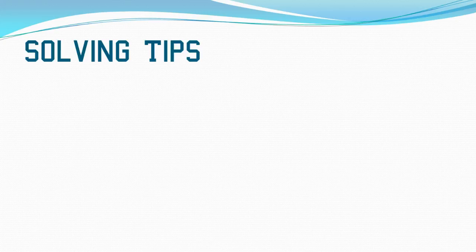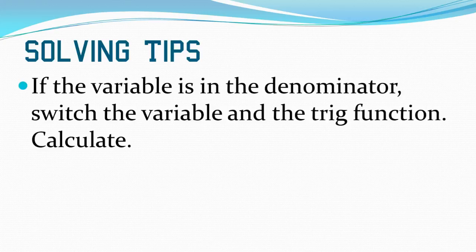Here's a couple calculation tips. If the variable's in the denominator, switch the variable and the trig function, then calculate. We saw this shortcut already once. This is when your unknown is the denominator of your ratio. Switch them out and then divide your numerator by your trig ratio with the given angle included.